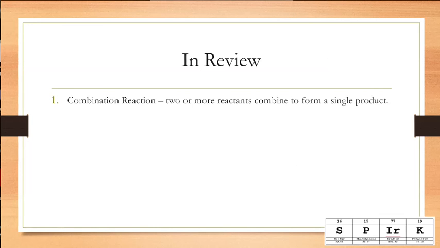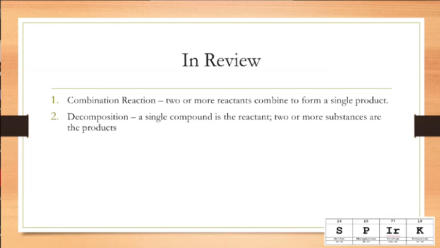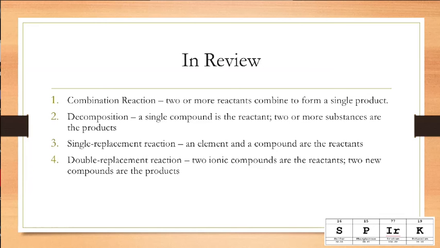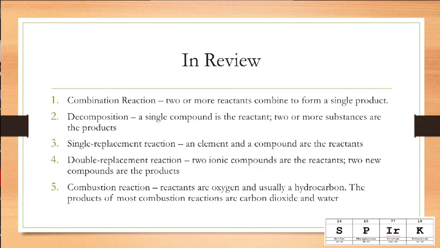So let's recap. A combination reaction is 2 or more reactants combining to form a single product. Decomposition is when a single compound is a reactant and 2 or more substances are the products. Single replacement reactions, an element and a compound are the reactants. Double replacement reaction, 2 ionic compounds are the reactants, and 2 new compounds are the products. And the last one, combustion reaction, is when the reactants are oxygen and usually a hydrocarbon, and the products of most combustion reactions are carbon dioxide and water.